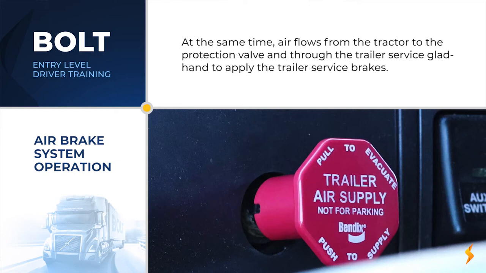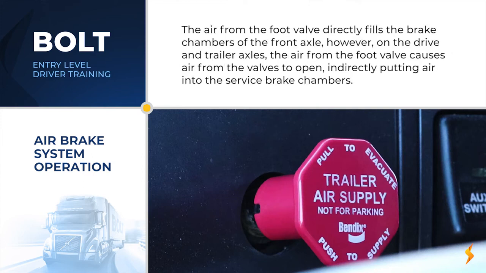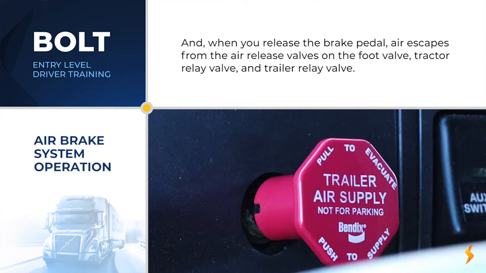At the same time, air flows through the tractor protection valve and through the trailer service glad hand to apply the trailer service brakes. The air from the foot valve directly fills the brake chambers on the front axle. However, on the drive and trailer axles, the air from the foot valve causes the relay valves to open, indirectly putting air into these service brake chambers. And when you release the brake pedal, air escapes through the quick release valves on the foot valve, tractor relay valve, and trailer relay valve.